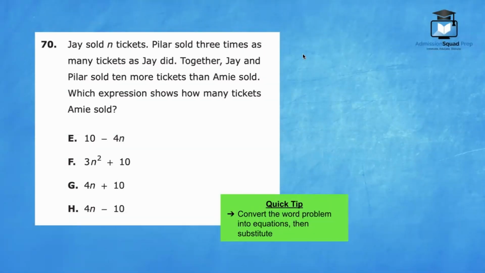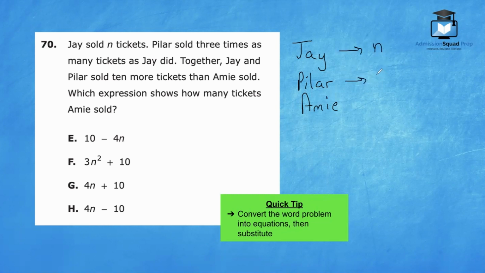Number 70, J sold N tickets. Pilar sold 3 times as many tickets as J did. Together, J and Pilar sold 10 more tickets than Amy sold. Which expression shows how many tickets Amy sold? Let's write out our information. We have J, Pilar, and Amy. It says that J sold N tickets. Pilar sold 3 times as many tickets as J did. So Pilar's amount will be 3N.